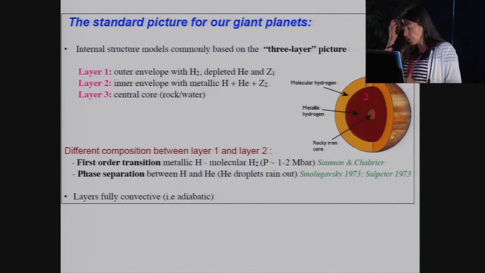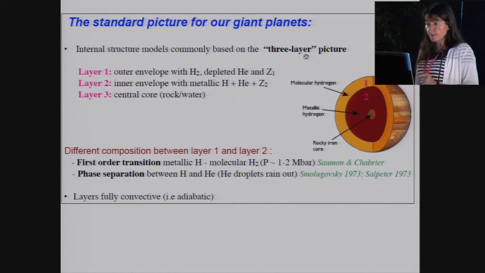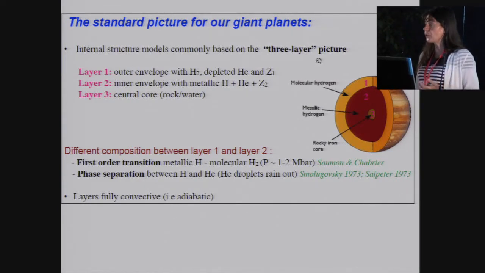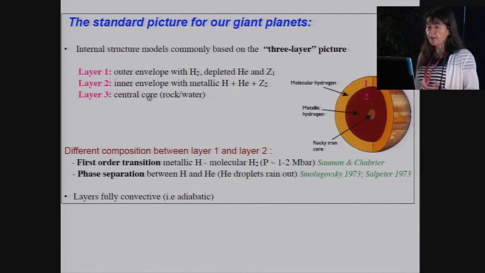So now, the standard picture for modeling our giant planets is usually based on very common assumptions, for example what we call the 3-layer picture, and many, many models have been built on this type of picture. The idea is that you have layer 1, the outer molecular hydrogen envelope with some depleted helium because of the observations of Jupiter and Saturn, and also some amount of heavy material. Then you have layer 2, the inner envelope with metallic or fully ionized hydrogen, and also with some helium and another composition of metals. And finally, you have layer 3, which is a central core, which may be icy or rocky.